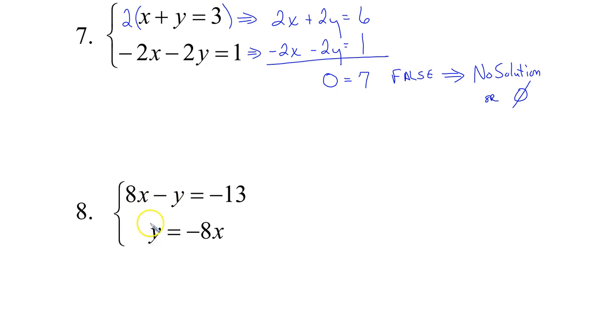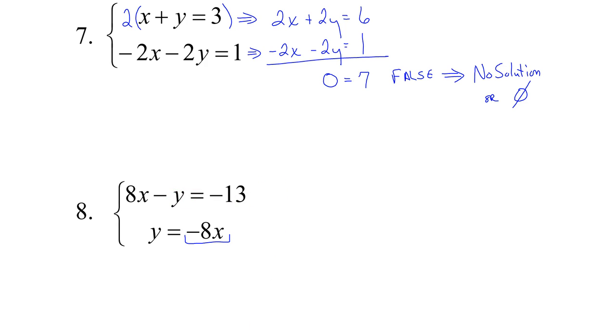Again, in this one, I do have y is equal to negative 8x. There's no constant out there, but that's okay. There's nothing wrong with that. So in this one, since I do have one equation solved for one variable, I'm going to use substitution. So I'm going to substitute my value of negative 8x into the first equation in place of y.